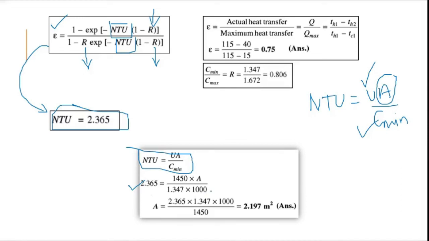Make sure that you are converting this C minimum to SI form. Everything should be in SI form. In order to convert kilowatt per Kelvin to watts per Kelvin, we multiply by 1000. Capital U was already given in SI form, so the area is the only unknown in the equation. We can find the area from this equation, and the area value is 2.197 meters square. Any doubt in the solution?